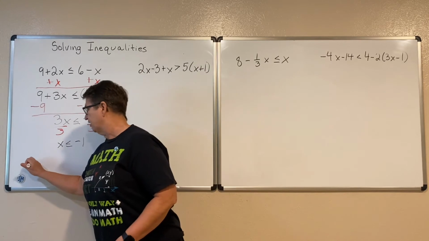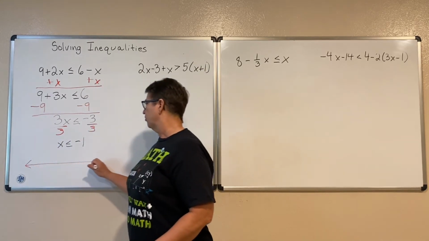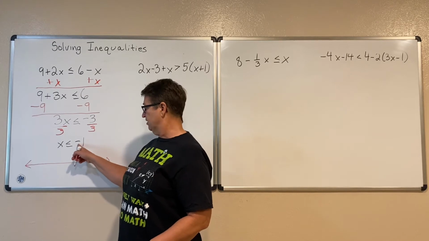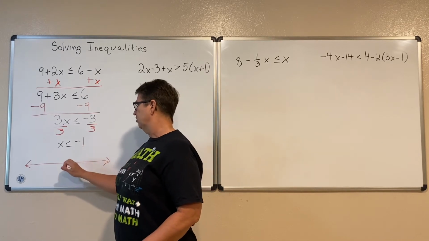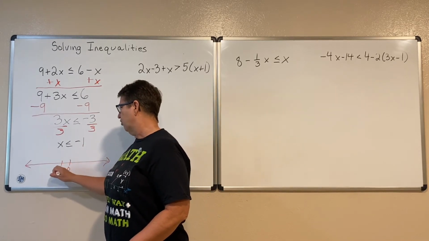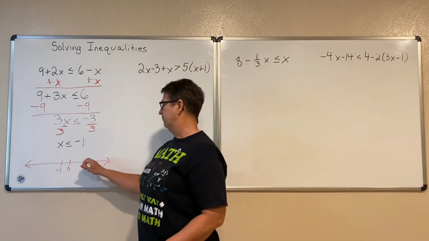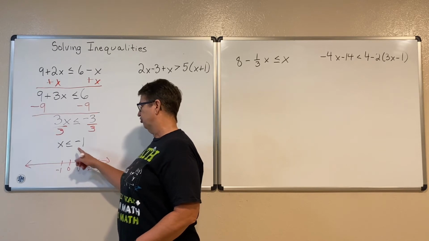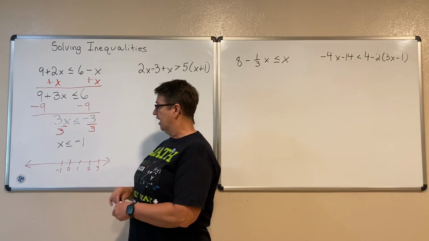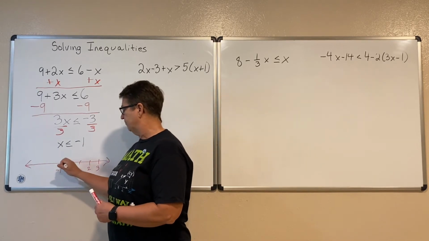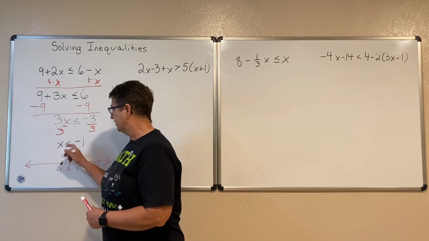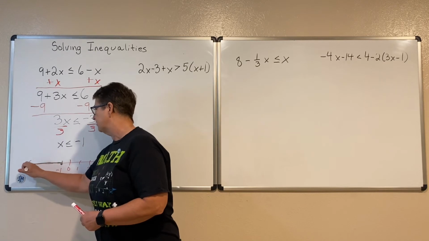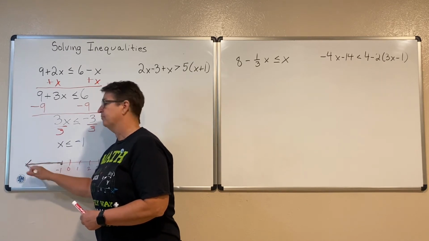First, let me put that on a number line. Remember, when we're putting it on a number line, the important number that I put on there is the number in my inequality. So I need to have negative 1 on the number line. Because it's equal to, I'm going to put a filled in dot, and then it's less than, so it's anything to the left of that negative 1.